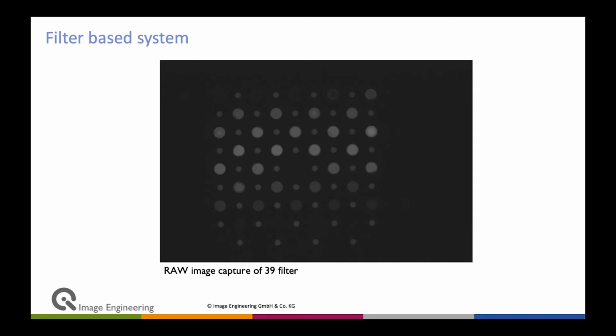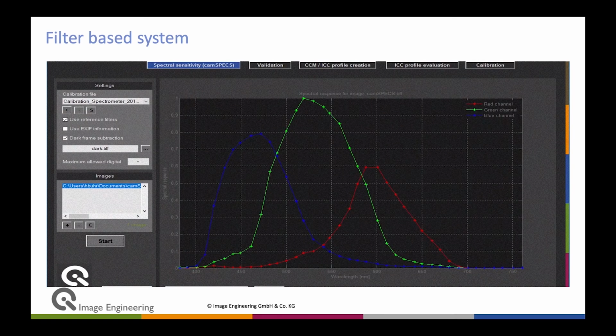You capture a raw image. It's highly recommended to use raw data for that, or it's a requirement. No problem on a production line with that. You capture these images, 39 filters, and then you have software so that you can get the spectral sensitivity. Based on that, you can calculate ICC profiles in the software or do your own further calculation as you would do on a production line. If help is needed, we have experts who can provide consulting on how exactly to implement these things.